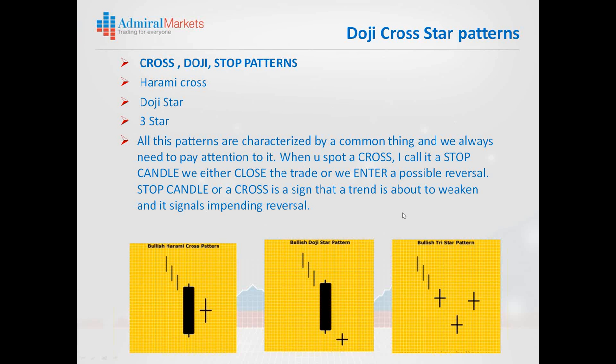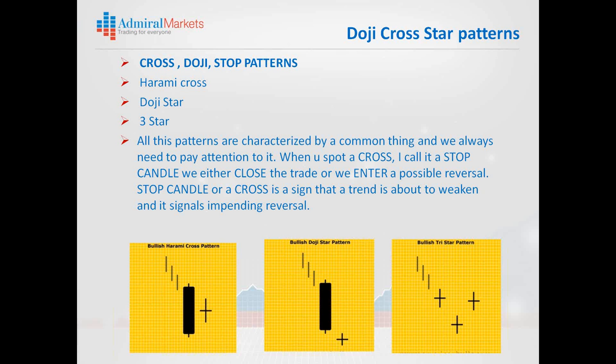You just need to pay attention to this, and after this webinar, try to spot those patterns on your charts. So now we will talk about some common patterns that can happen even on a 1 minute time frame. But again, the higher the time frame is, the more confirmation you have for a trade. Doji cross and star patterns. Harami cross, doji star and three star.